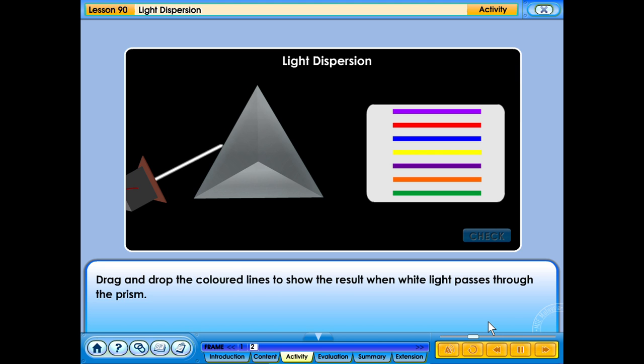Drag and drop the colored lines to show the result when light passes through the prism.